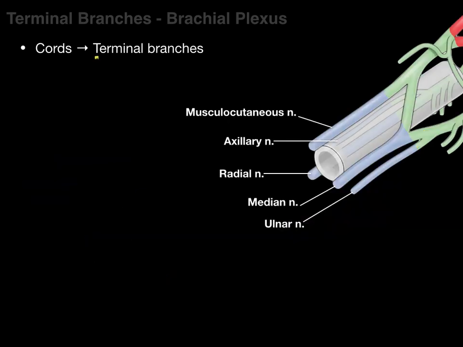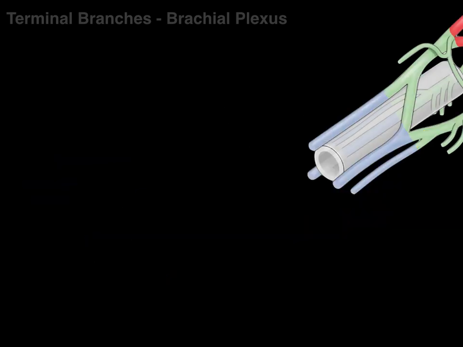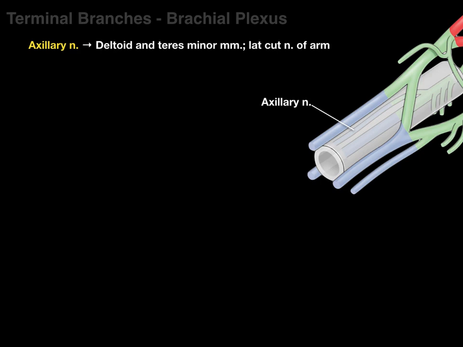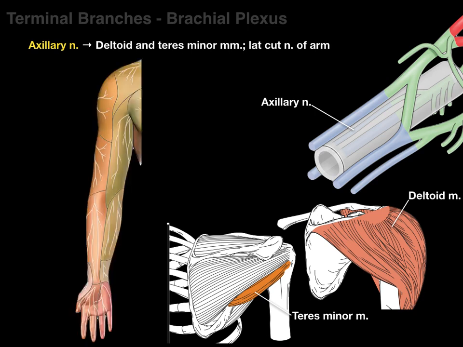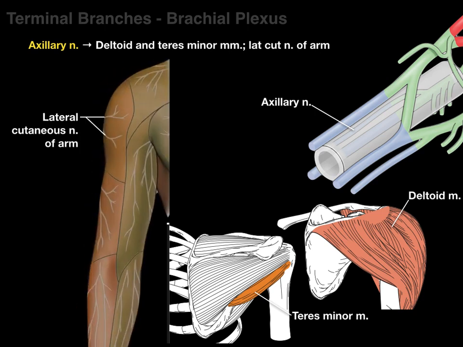Okay, so now we're going to talk about each one of these terminal branches, starting with the axillary nerve that innervates our deltoid and teres minor muscles and the lateral cutaneous nerve of the arm. There's our axillary nerve, and it innervates our deltoid muscle and teres minor muscle. That teres minor is part of the rotator cuff. It also provides cutaneous innervation to the lateral region of the shoulder, so it's called the lateral cutaneous nerve of the arm, specifically the superior branch, also called the lateral brachial cutaneous nerve.